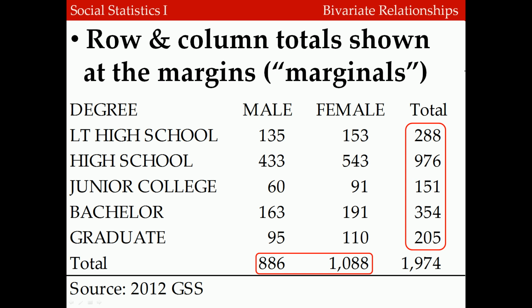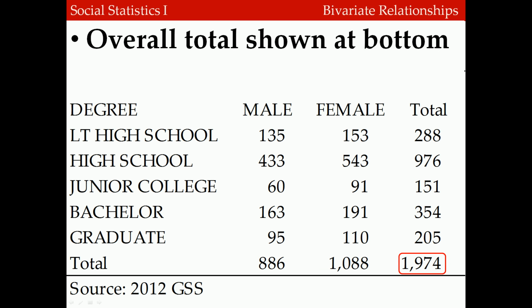Notice also that we have row and column totals. These are like the univariate distribution of both variables. So for example, we can see that 288 people have less than a high school degree. 976 people have a high school degree. 151 have a junior college degree, and so on. Likewise, we can see that there are 886 males and 1,088 females. And then we have a total number of cases, in this case, 1,974.